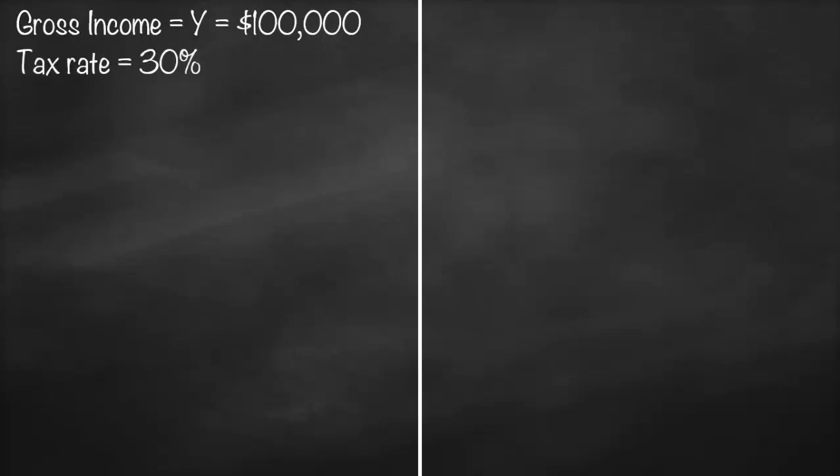So let's assume that the tax rate is 30%. This means that you will pay taxes of your gross income multiplied by the tax rate. Therefore, 100,000 multiplied by 30% will be 30,000.